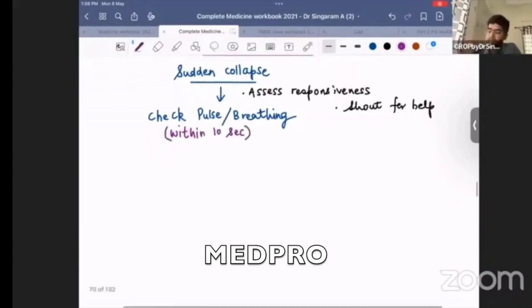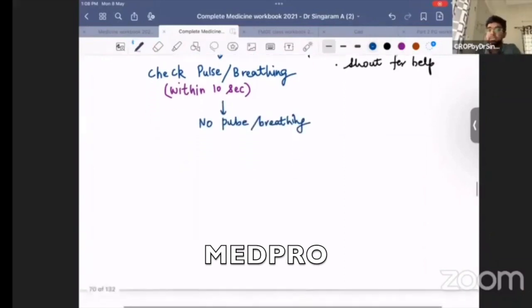And what is the usual situation? I will discuss only that. No pulse, no breathing. No pulse or breathing, that is the usual situation, right? Pulse and breathing are absent. So when the pulse and breathing are absent, what will you do? You are going to immediately start CPR, that is, chest compression. You are going to give chest compression.